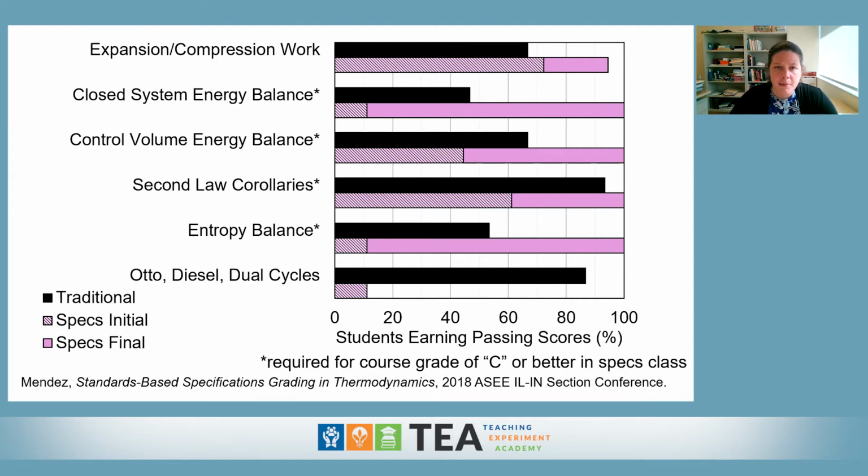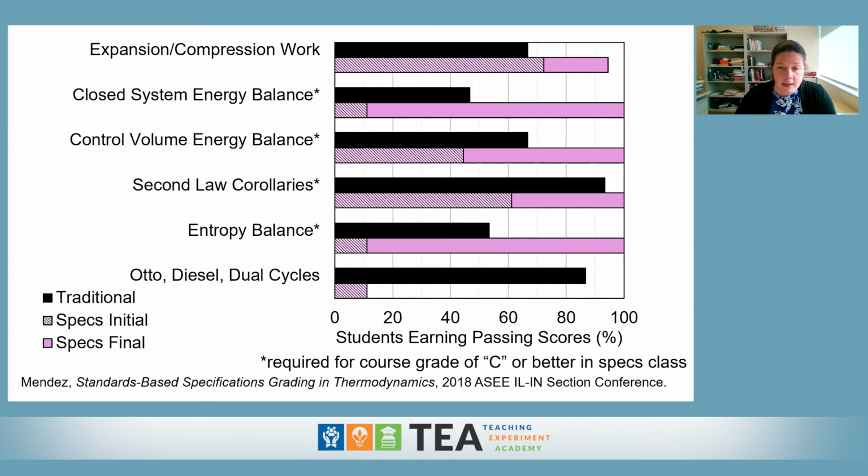And then, the 4 that have asterisks on them were core targets. So those had to be completed. So that's why you see that everybody in the specs grading class eventually passed that, because all the students did pass the course. So they did better than the previous year's course eventually.